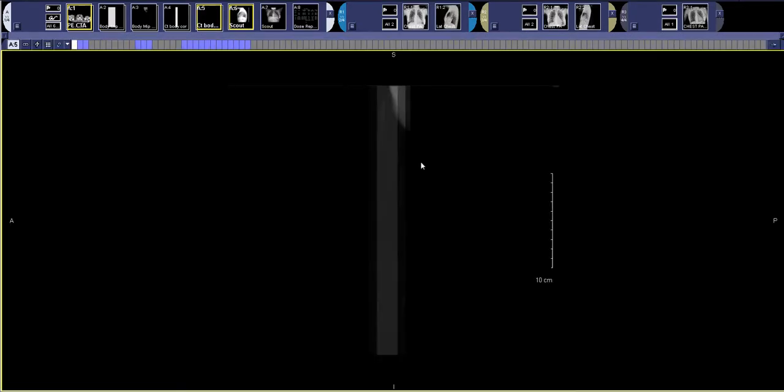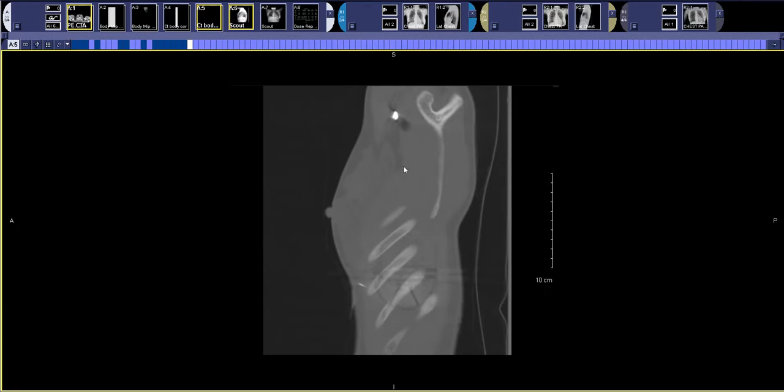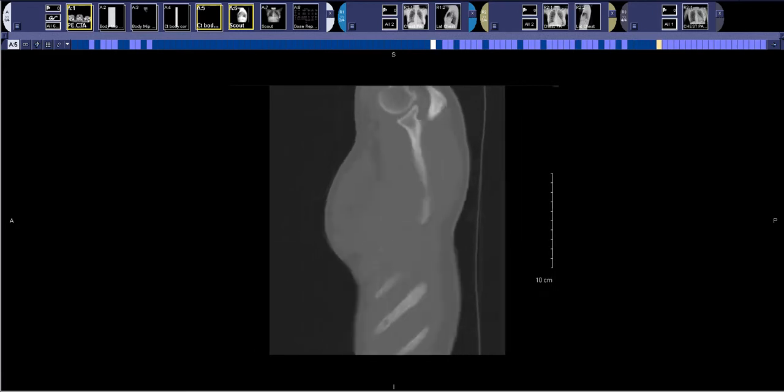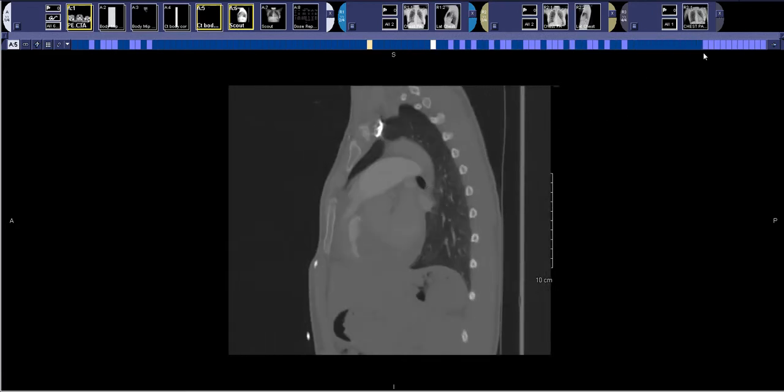And then I just switch to my sagittal images through the chest, look at the bones again, look at the spine, and then I'm done with my PE protocol chest CT.